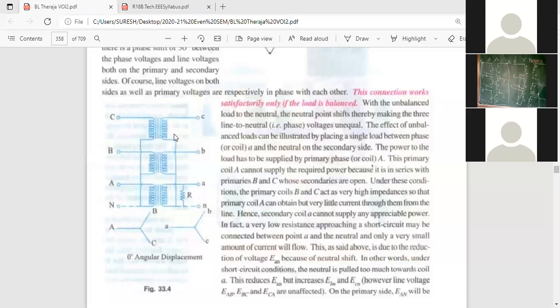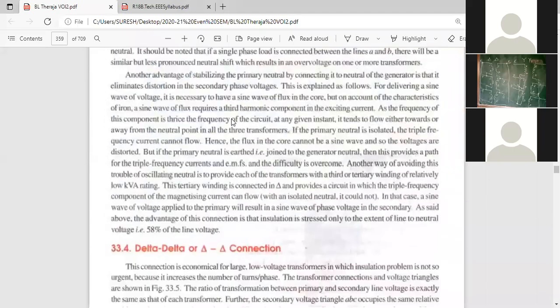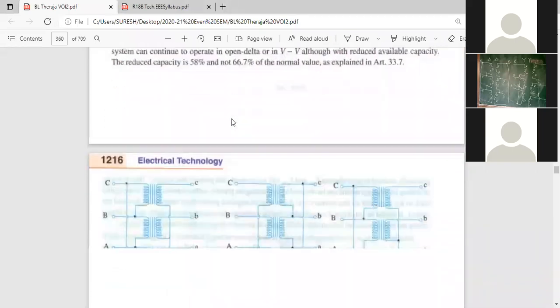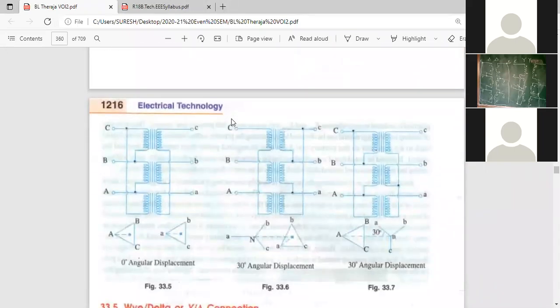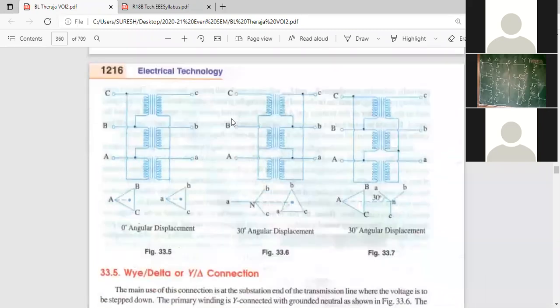Now see in your textbook, the first one is star star. They have drawn the same thing you have drawn on the board. Star star connection, 3 windings on the primary, 3 windings on the secondary. That is your star star connection, the first one. Next one is delta delta. This is your delta delta connection.